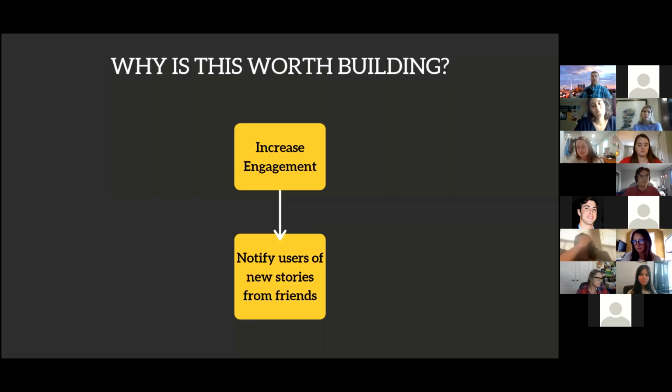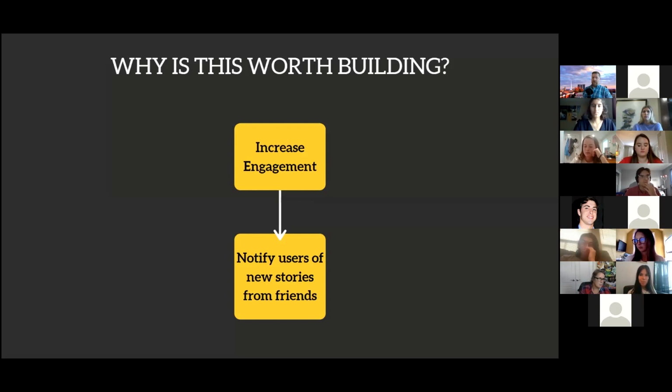So the next question to ask, if somebody gives you a possible feature or a thing to build, is to say, why is this even worth building? Why would we even consider building a notification for new stories from friends, right? Okay, well, there is some business value to it. And that business value is that it should increase engagement, right? You're more likely to engage with stories that your friends write. And so if a close friend writes a story, we're going to alert you to it.